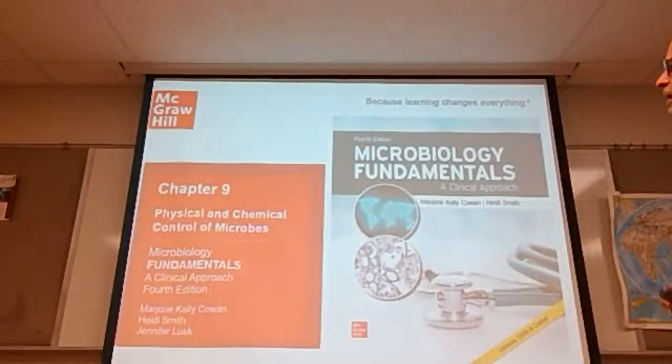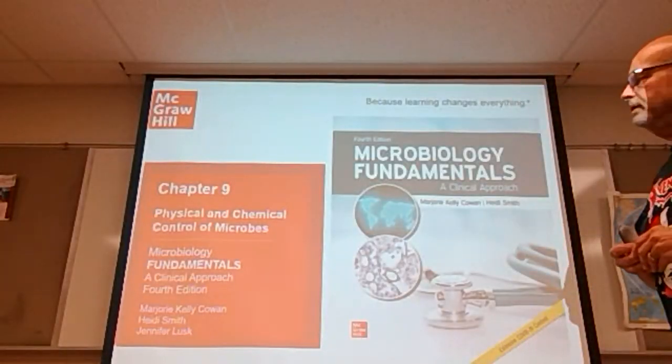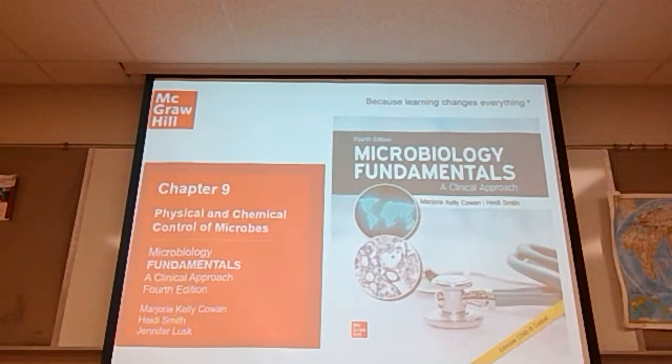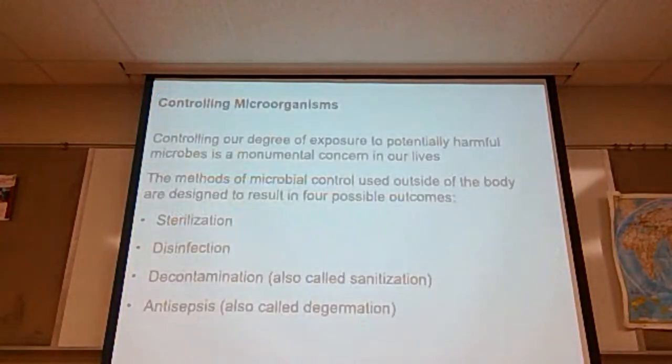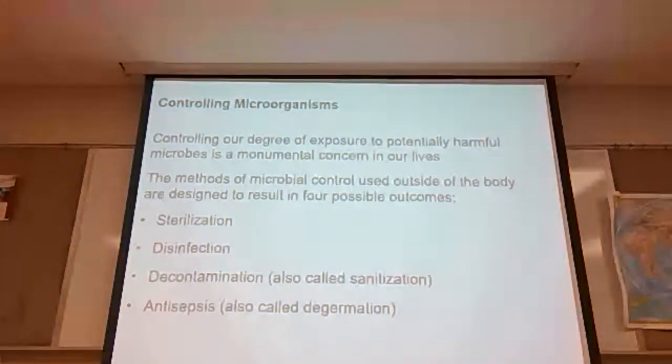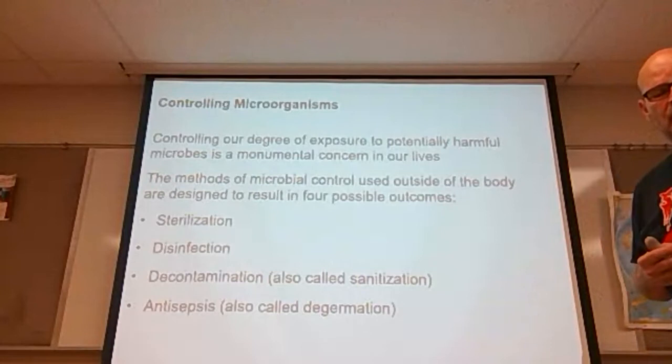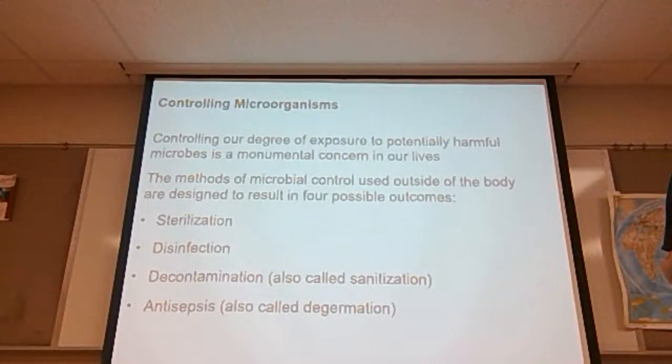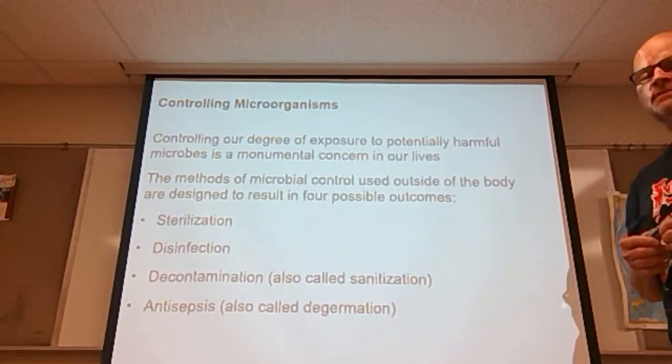Good morning. Let's talk a little bit today about Chapter 9, Physical and Chemical Control of Microbes. Controlling your degree of exposure to potentially harmful microbes is a monumental concern in our lives. We've just come through 2 years wearing masks and things like that to control a virus. So the methods of microbial control used outside the body are designed to result in 4 possible outcomes.